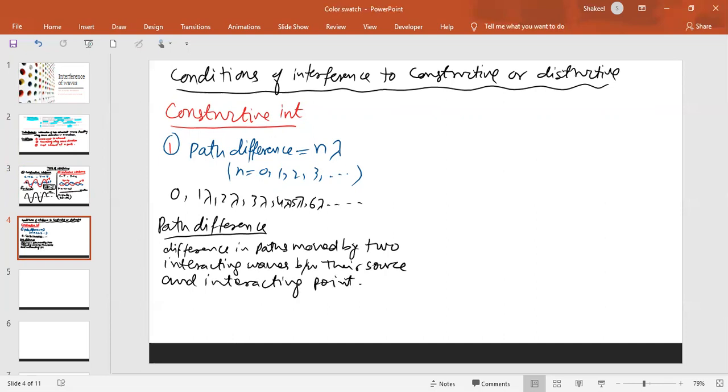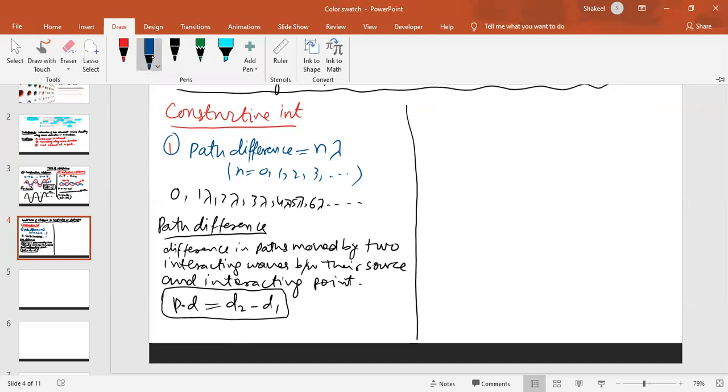So this is path difference. Path difference is, let's say, d2 minus d1. d2 is the distance moved by the second wave, d1 is the distance moved by the first wave. Let me elaborate on it.